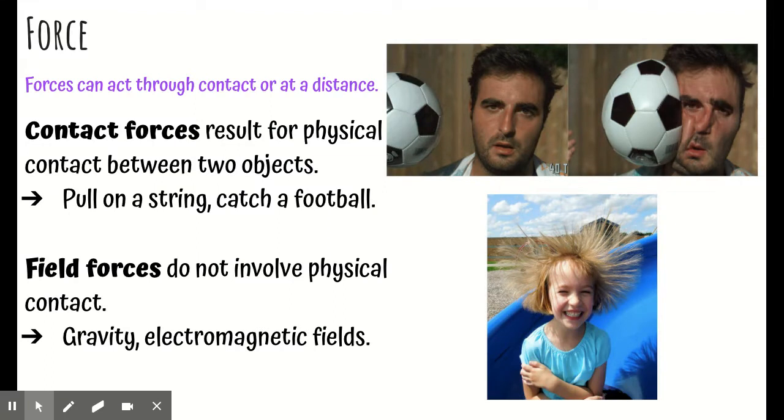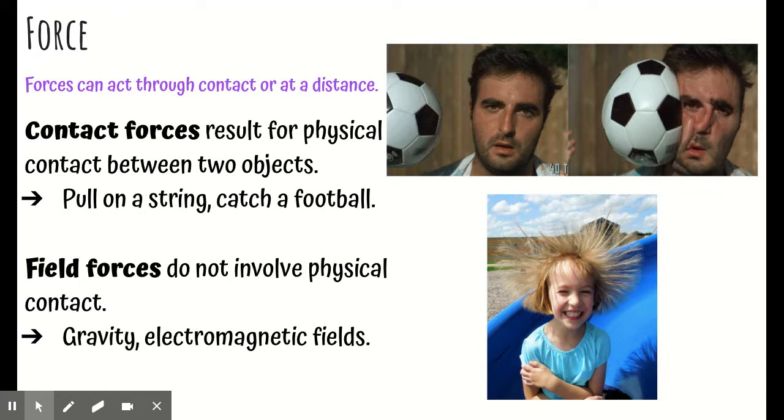So forces can act through contact or at a distance. So you have your two different kinds here. We have contact forces. They're going to be the results of physical contact between two objects. Okay, so I'm pulling on a string. I'm catching a football. I'm pushing a desk across the floor. My son slapped me in the face. Those are all contact forces. Okay, so something is physically touching something else. You are driving your car and your car is making contact with your tires or making contact with the ground.